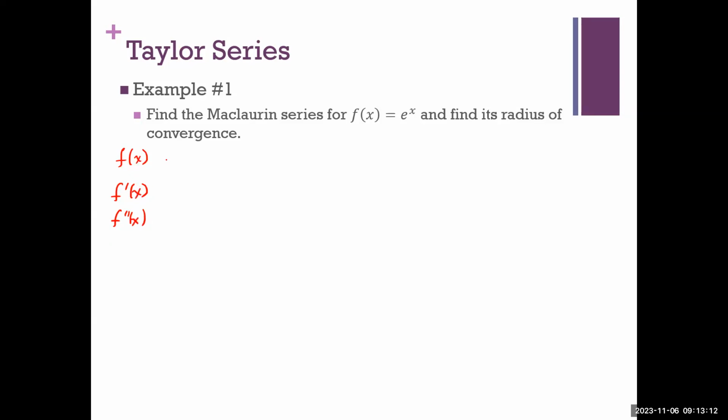F of x equals e to the x. What's f prime of x? E to the x. What's f double prime? Okay, so would we agree that every derivative of e to the x is e to the x? Okay, so from there, we should be able to build out these things.